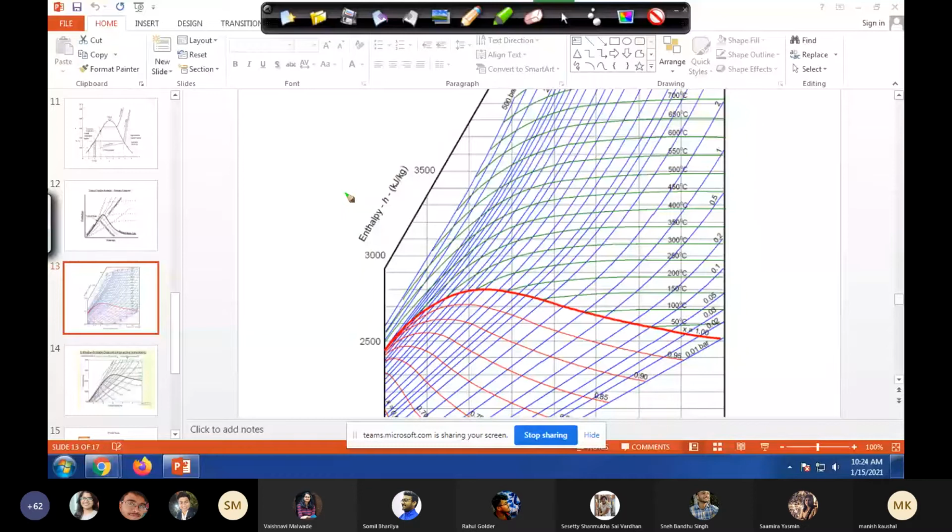So for that, the simple thing which I would like to do, that I'll take a constant entropy line. Let me decrease this.